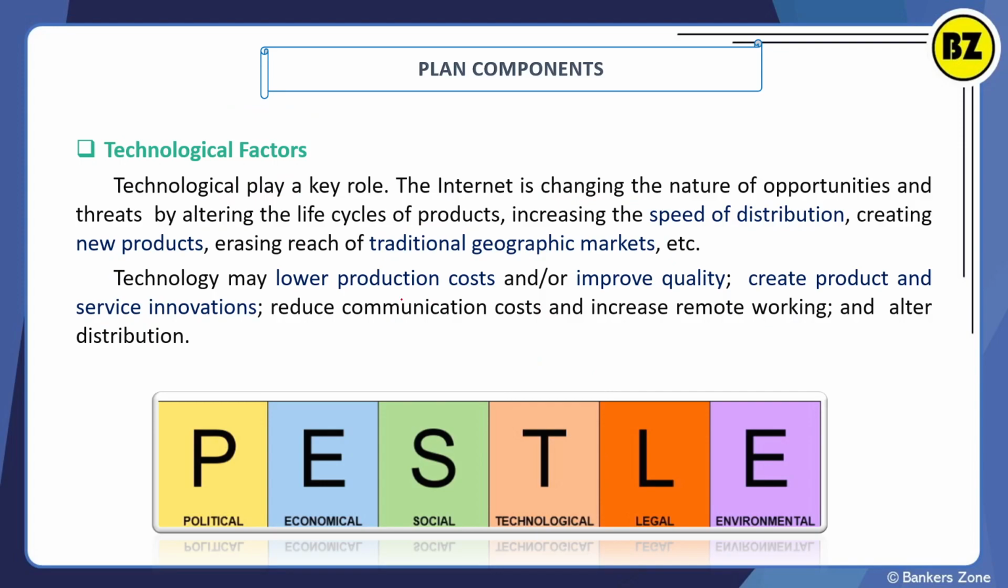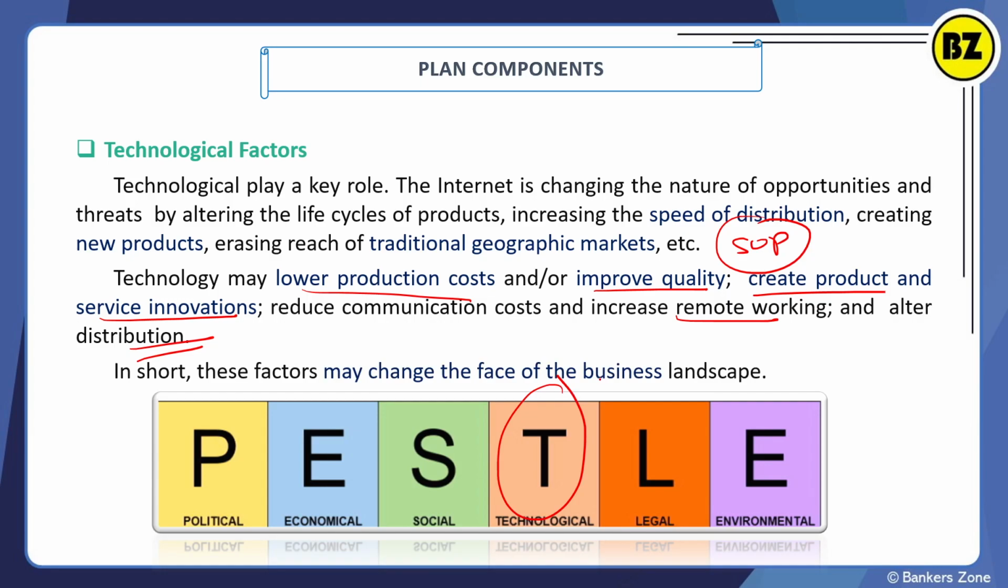Due to technology you will get less production cost, right? There is improvement in quality due to standard SOPs, standard operating procedures. It creates product and service innovations, right? Also remote working is possible and distribution can be more effective due to technology. So basically you are very much aware, right? Technology has an important role in businesses. In short, these factors may change the face of the business landscape. Technology has a wide scope in every business, so if you have the technology, it can change the face of the business also.